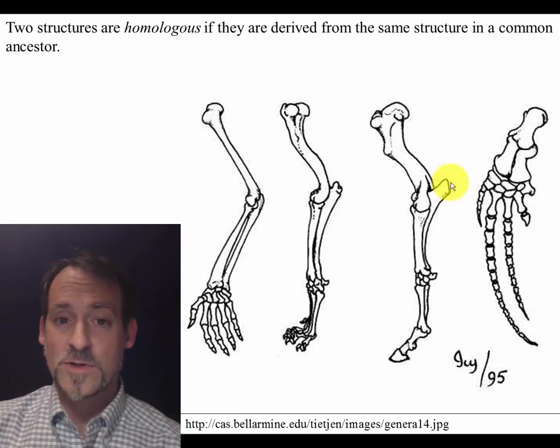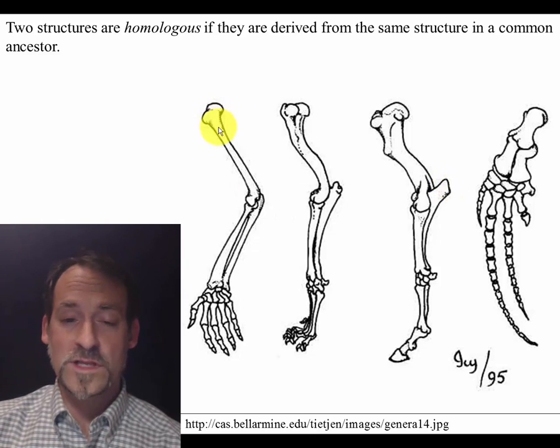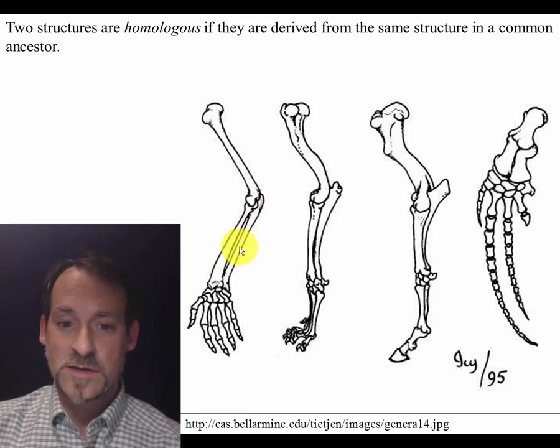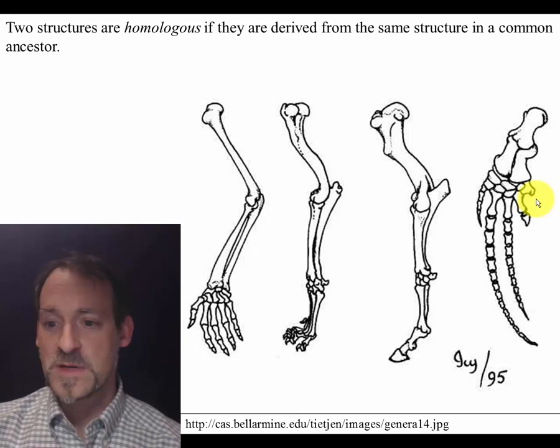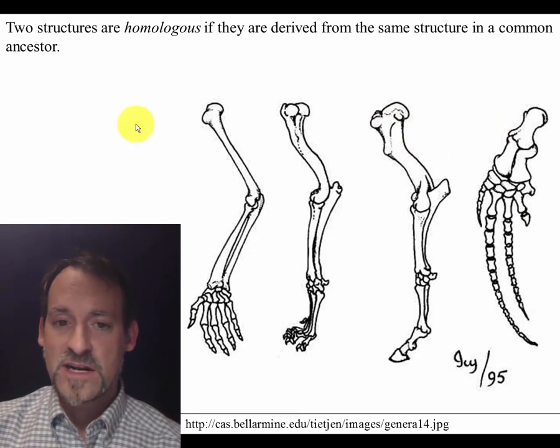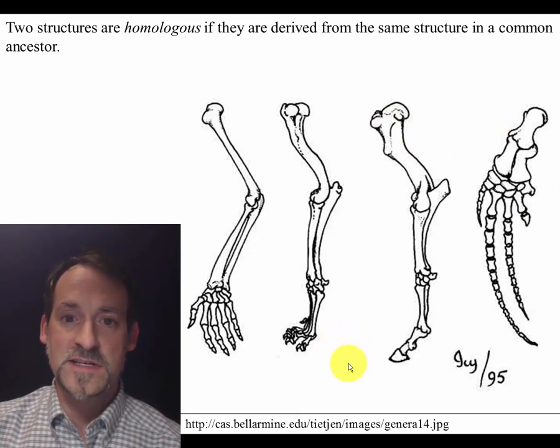So the earliest mammals had forelimbs that started with one bone, that then split into two, then you get a lot of wrist bones, and then 5 of these digits up here. And all of these other species have the same basic structure. In the horse, most of the digits have been lost. In the whale, one of the digits is so reduced that it's barely visible, but the genetic architecture underlying all of this is all the same.